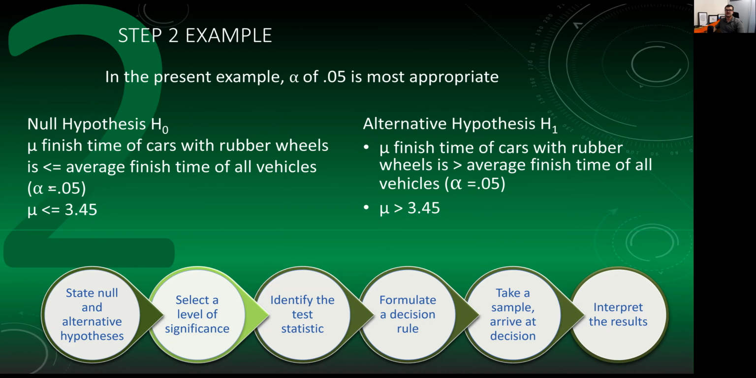But the null hypothesis is the average finish time of cars with rubber wheels is less than or equal to the average finish time of all vehicles. So that's the null hypothesis. In other words, there is no difference. And then the alternative hypothesis is that the average finish time of cars with rubber wheels is greater than the average finish time of all vehicles, with a 5% chance of saying that they're different when they really are not.